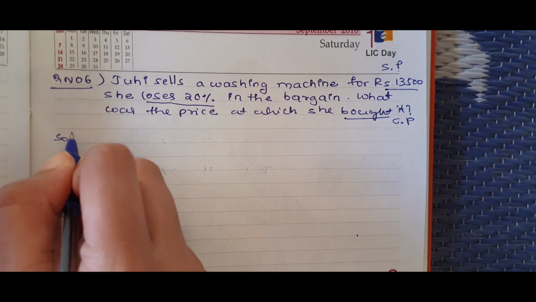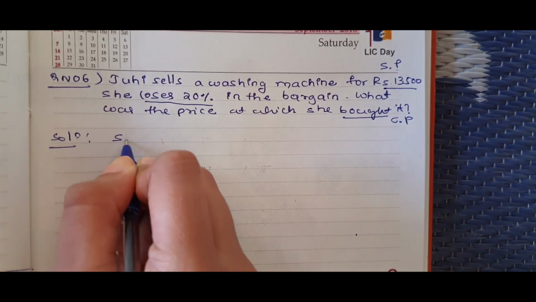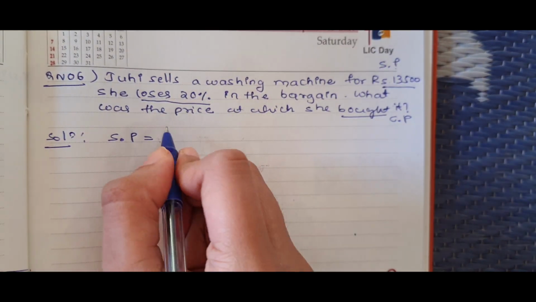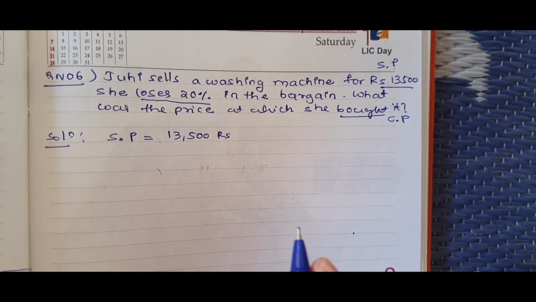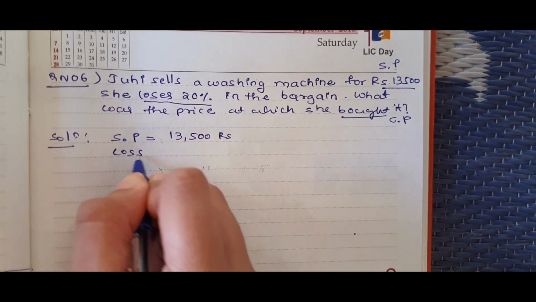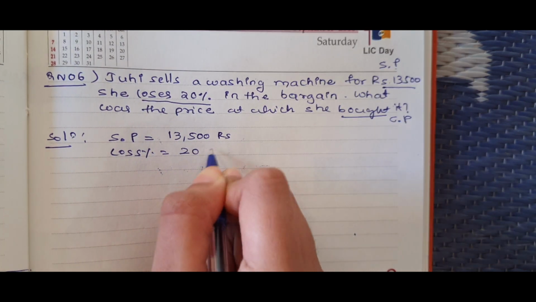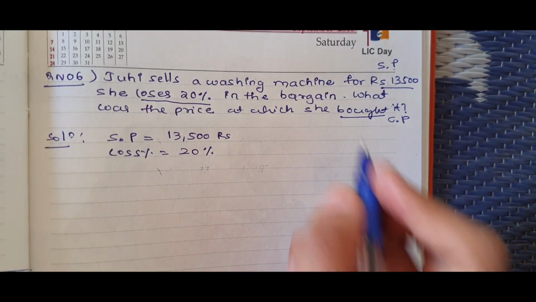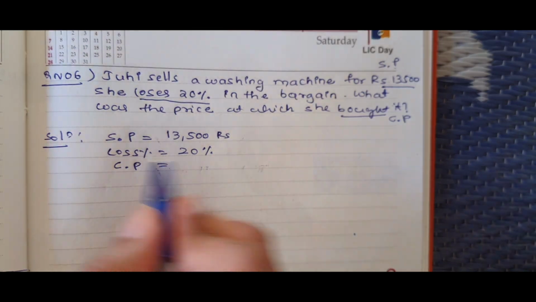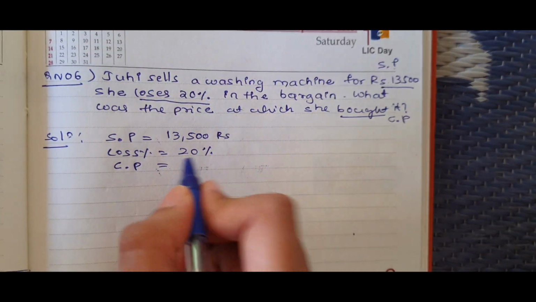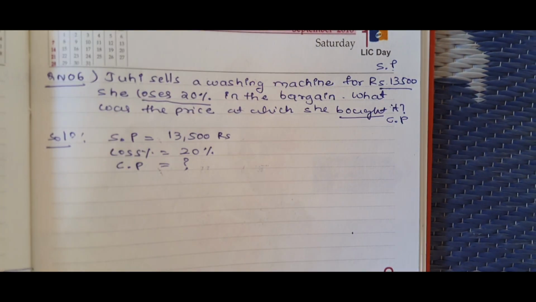Okay, first let me write the data. They have given a selling price. Selling price is equal to 13,500 rupees. And the loss percentage is equal to 20%. And we have to find the CP. They haven't given a cost price. We have to find it.